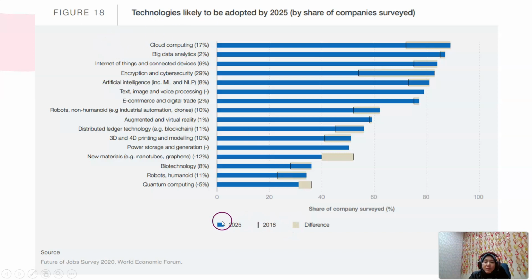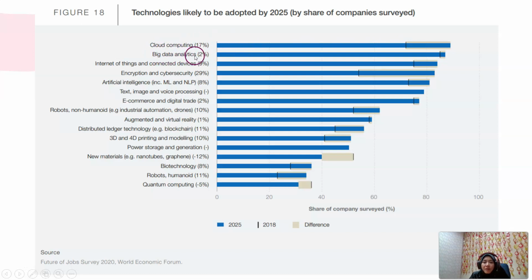So if you look at the statistics here, 2018 is the black line, and then 2025 is the blue color, and the gray is the difference. In terms of cloud computing, if you look at the difference here, in 2018 it was not as famous as it will be in the future, in 2025. So it means that all your tasks or activities after this will be on the cloud.